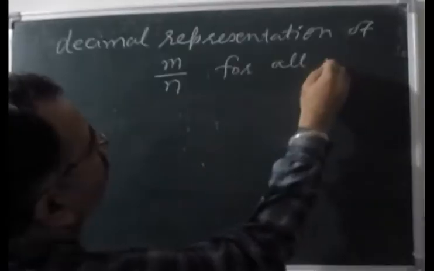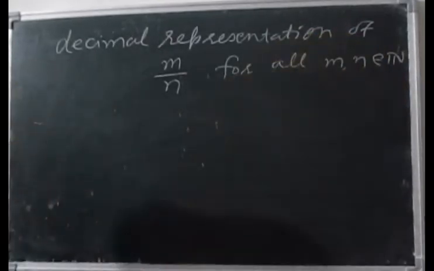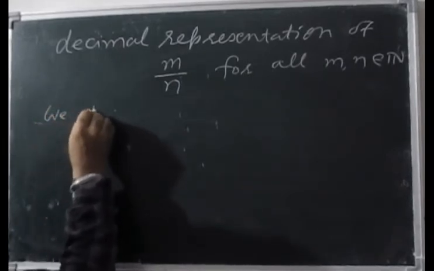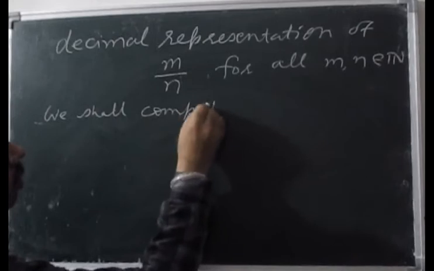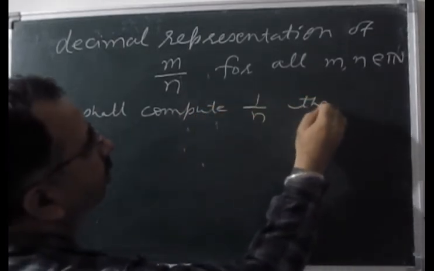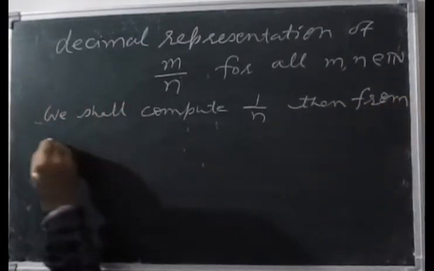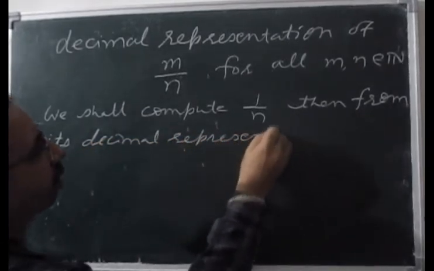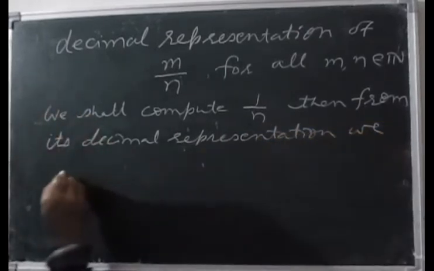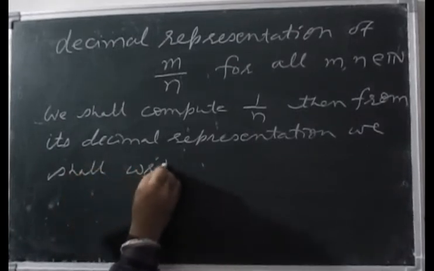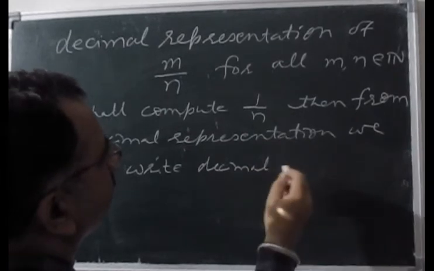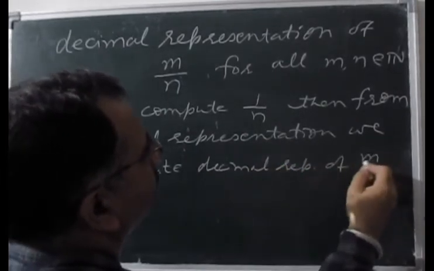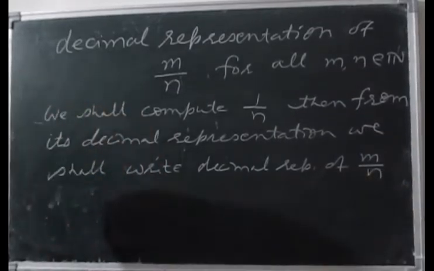In this video, we shall learn how to write the decimal representation of m by n for all m, n natural numbers in a very simple way. We shall first compute 1 by n, then from its decimal representation we shall write the decimal representation of m by n for all m, n.